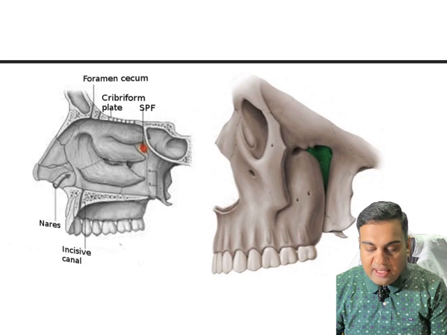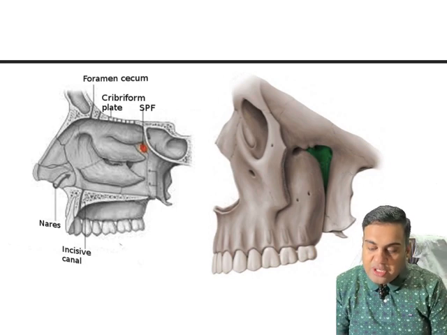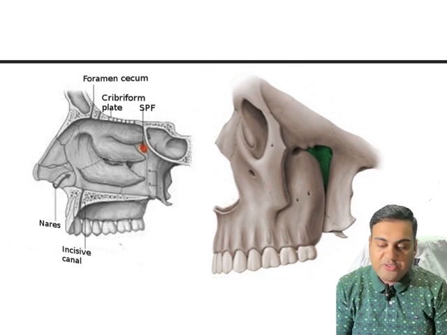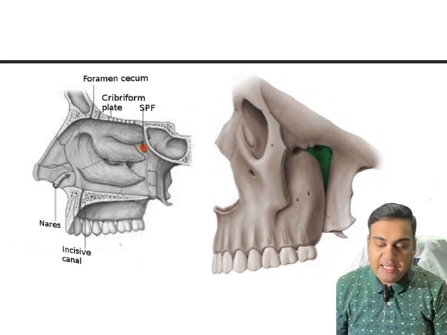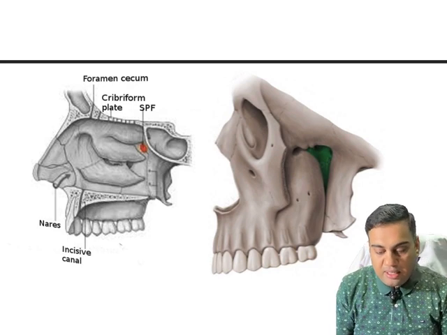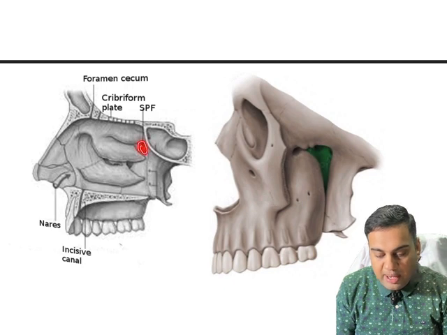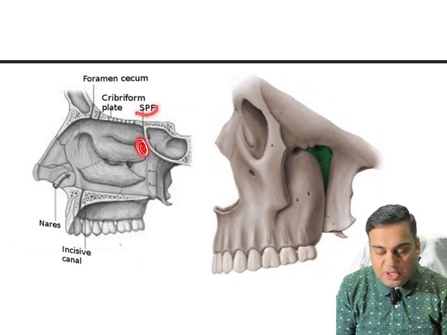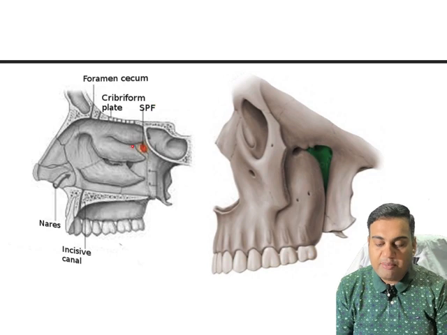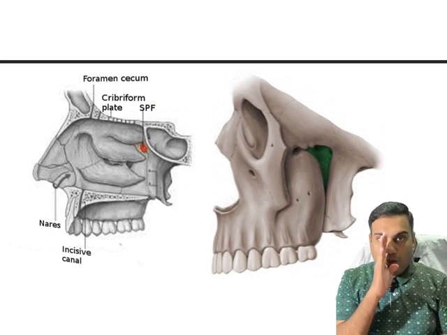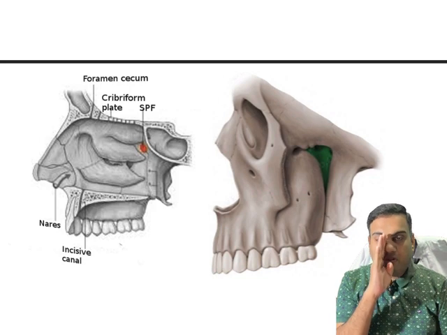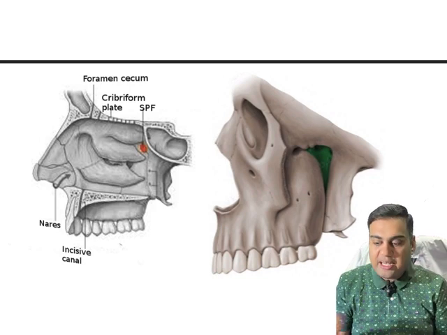This is the same diagram, this is the same fossa. Laterally it is opening into the infratemporal fossa, and medially it is opening into the nasal cavity via the sphenopalatine foramen. This is the sphenopalatine foramen just behind the middle turbinate. So where is the sphenopalatine foramen? The sphenopalatine foramen is on the lateral wall of the nose. So this is my nose, this is the lateral wall of my nose.